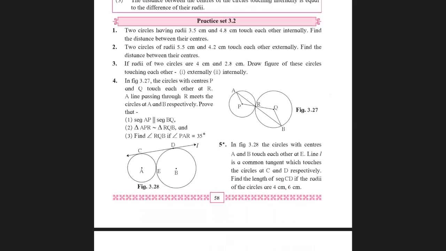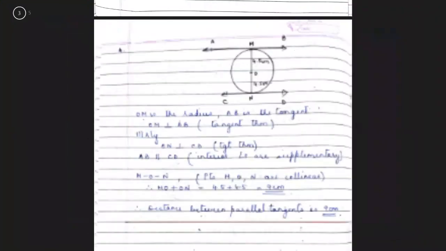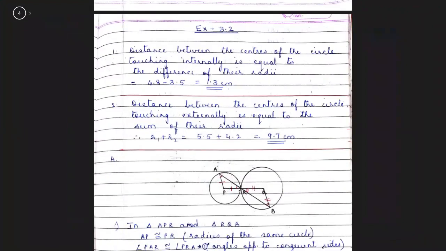Question number 1. Two circles having radii 3.5 centimeter and 4.8 centimeter touch each other internally. Find the distance between their centers. What have you learned? If you have two circles which are touching internally, what will be the distance between the centers? Distance between the centers of the circles touching internally is equal to the difference of their radii. So you will subtract R1 minus R2, 4.8 minus 3.5. Your answer will be 1.3 centimeter.